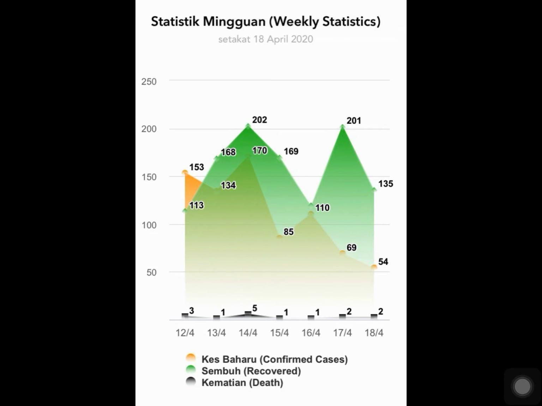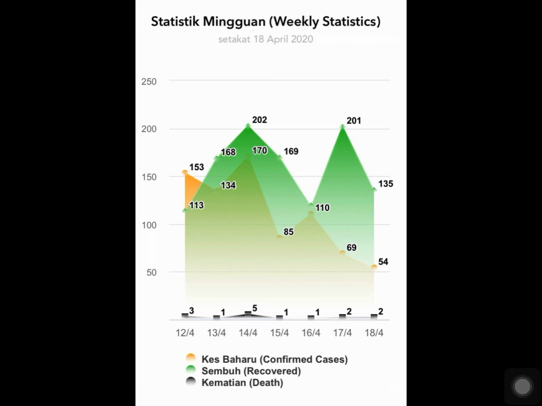Okay, so measures of central tendency got something to do with any graph representation. You have learned graph representation before this: the frequency polygon, the bar chart, the histogram, the pictogram. This is one example of data representation, which is a frequency polygon. This is the real statistic data of the COVID-19 patients in Malaysia. There are three colors of the graph: green, orange, and black. The orange one shows the confirmed cases of patients with COVID-19, the green one shows the patients that have recovered, and the black one is the death. This is daily data, with updates from 12 April to 18 April.